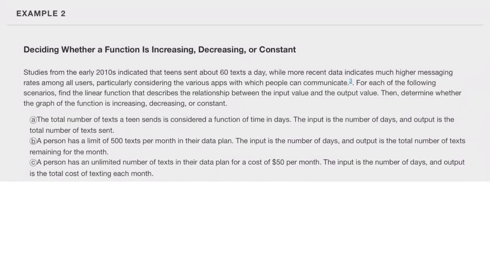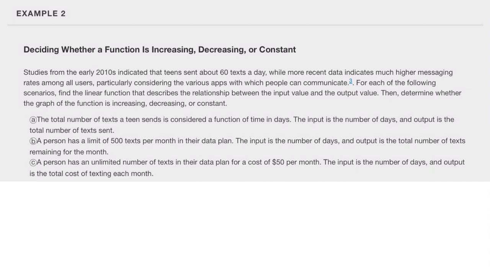Okay. So deciding whether a function is increasing, decreasing, or constant. Studies from the early 2010s indicate that teens send about 60 texts a day, while more recent data indicates much higher messaging rates among all users, particularly considering the various apps with which people can communicate. For each of the following scenarios, find the linear equation that describes the relationship between the input value and the output value. Then determine whether the graph of the function is increasing, decreasing, or constant. Okay, so find a linear function that describes the relationship and then determine if it's increasing, decreasing, or constant.